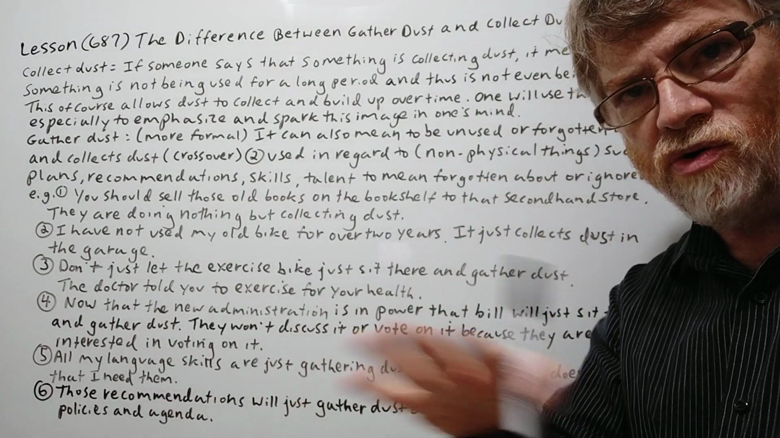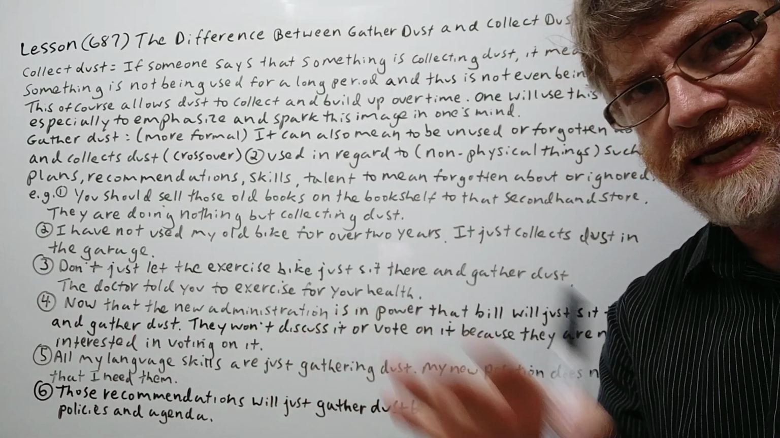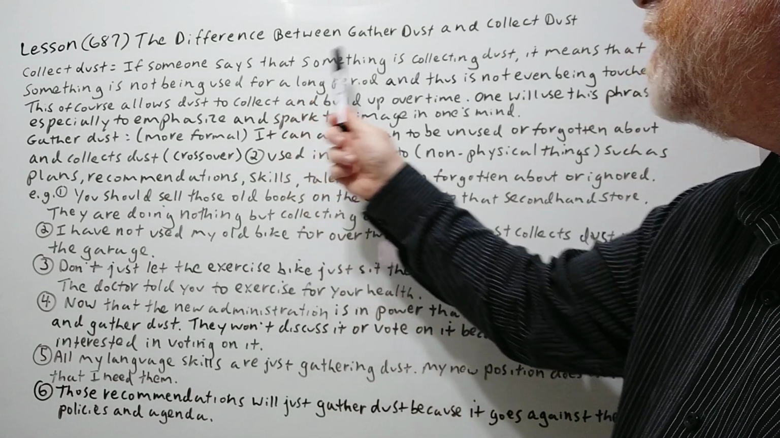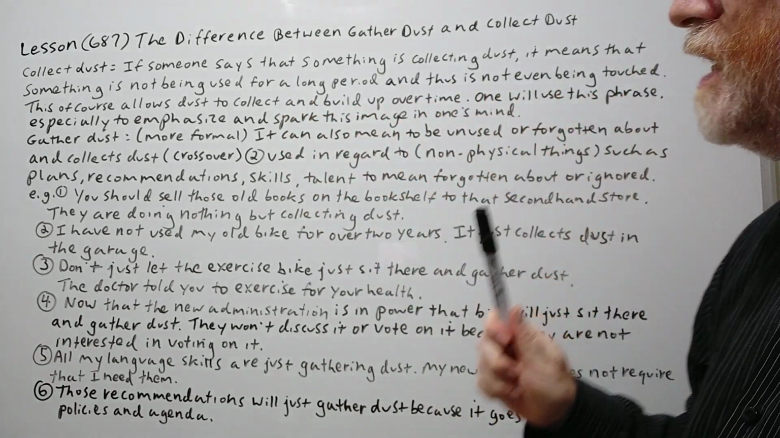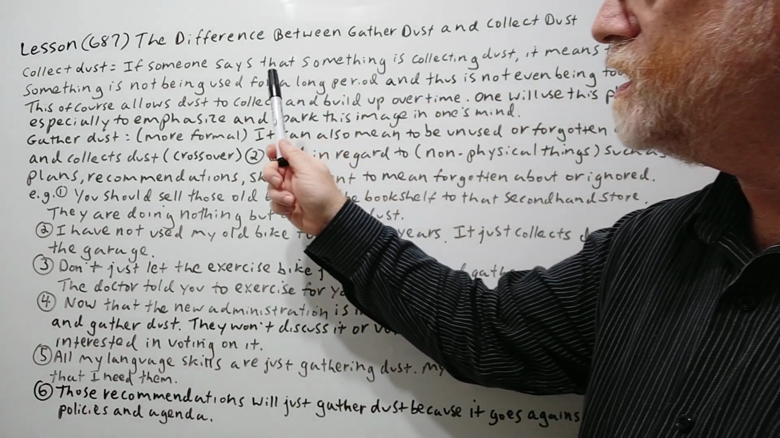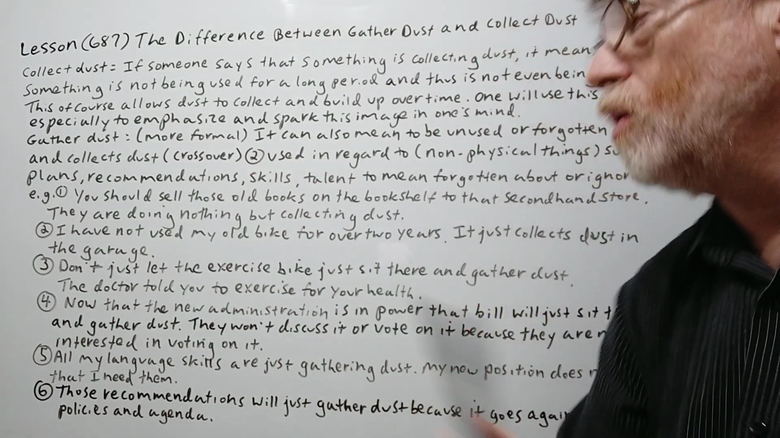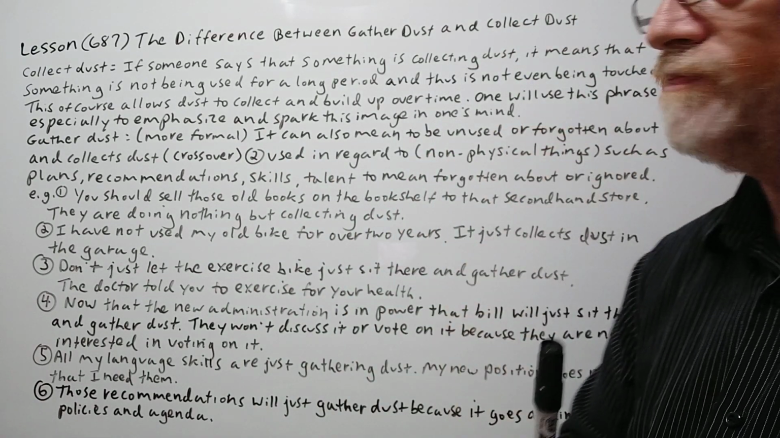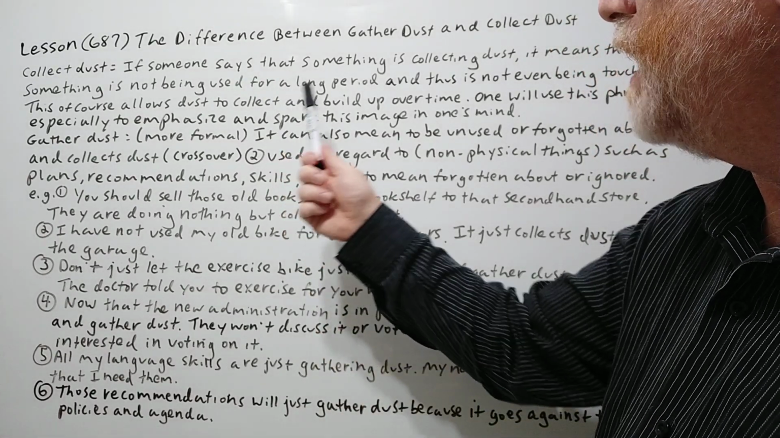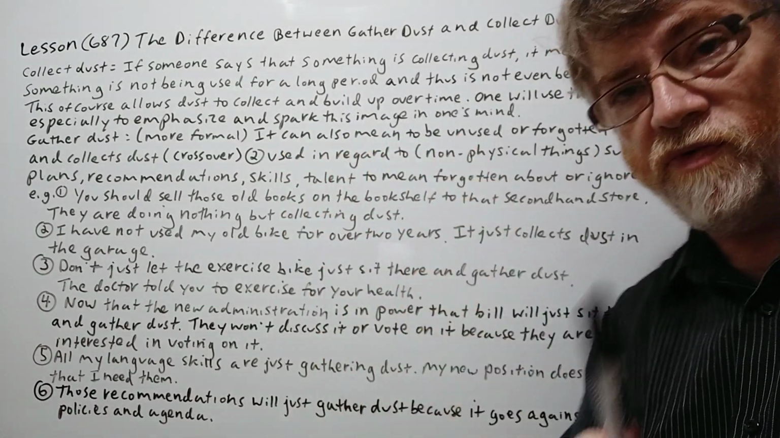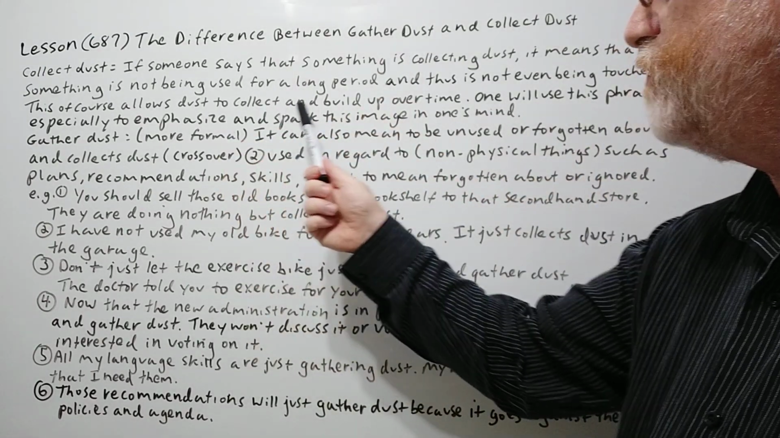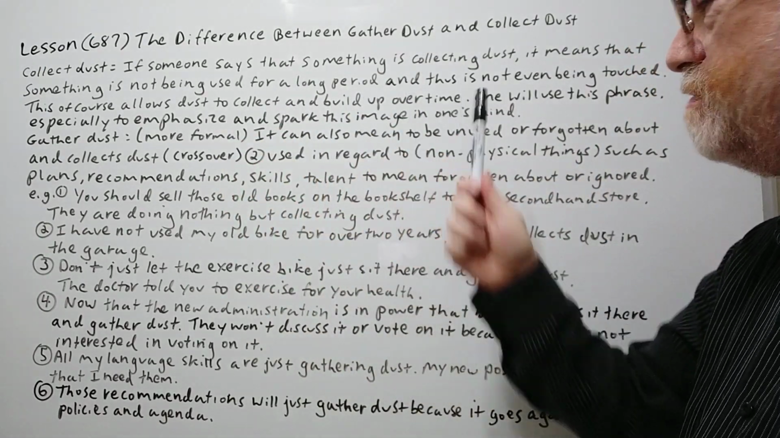Now there will be crossover on this because the meaning is kind of similar. If someone says that something is collecting dust, it means that something is not being used for a long period and thus it is not even being touched. This, of course, allows dust to collect and build up over time. One will use this phrase especially to emphasize and spark this image in one's mind.